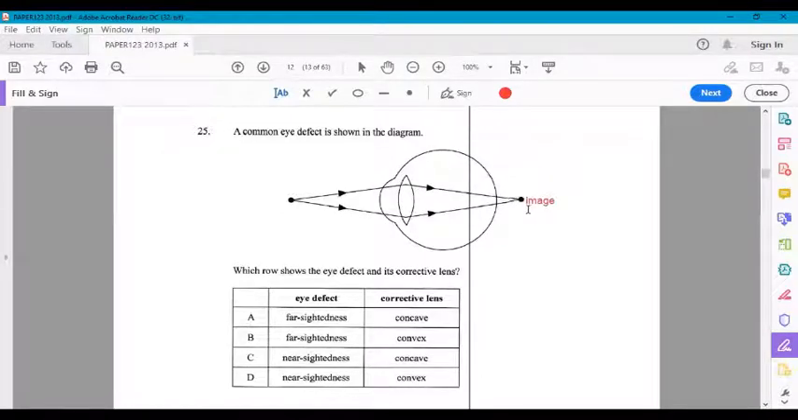So we need the type of lens to pull the light together to make it come together. What does that sound like? We need a converging lens, okay? And another name for a converging lens is a convex lens. This is called farsightedness, okay? The image is formed too far behind the retina. And as you could probably guess now, nearsightedness is when it's too close. The image is formed before it reaches the retina, okay? So remember that difference. So this is farsightedness.